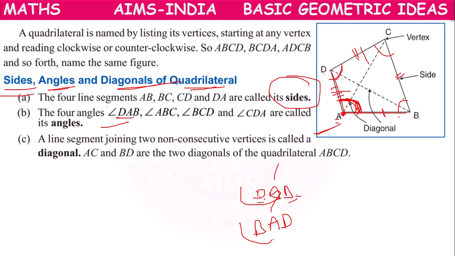This is the first angle. This is the second angle. This is the third angle. This is the fourth angle. So DAB, ABC, BCD, CDA are called its angles. So a quadrilateral has 4 angles.